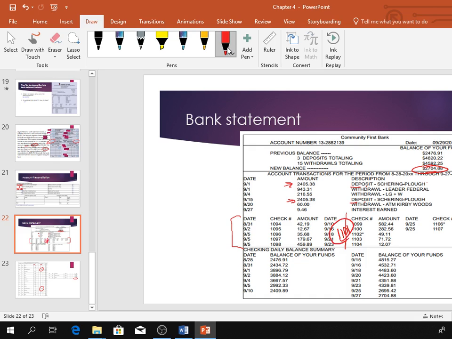So we'll need to look for that. And then we've got 2, 3, 4, 6. So we skipped 1105. So we're also looking for check 1105.